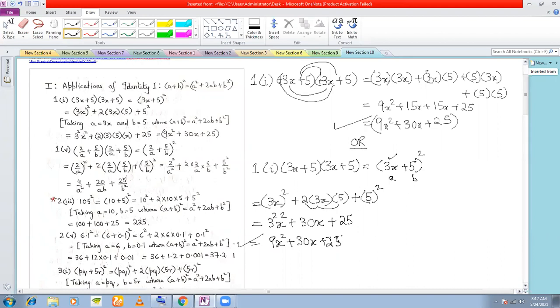So instead of multiplying it this way, we will multiply this way. That is, we are using a plus b whole square. Okay. So whenever this kind of a problem is given to you, you will apply a plus b whole square instead of multiplying it this way. Okay. This is a better way, a shorter way of multiplication. Okay. We come to the next problem here.